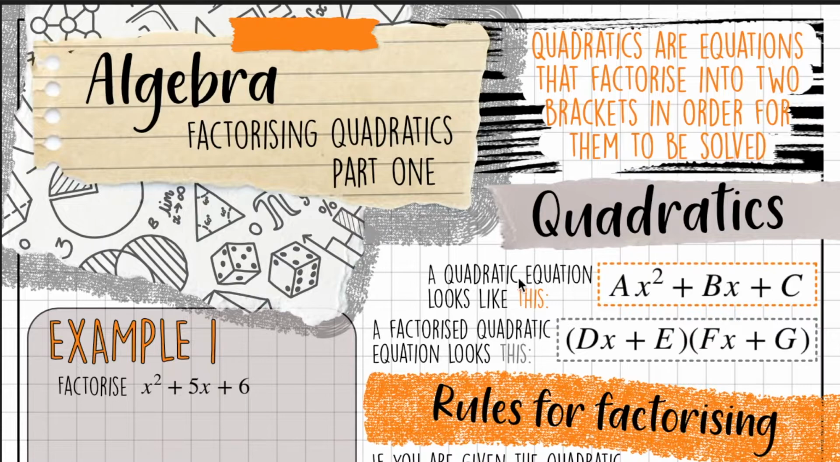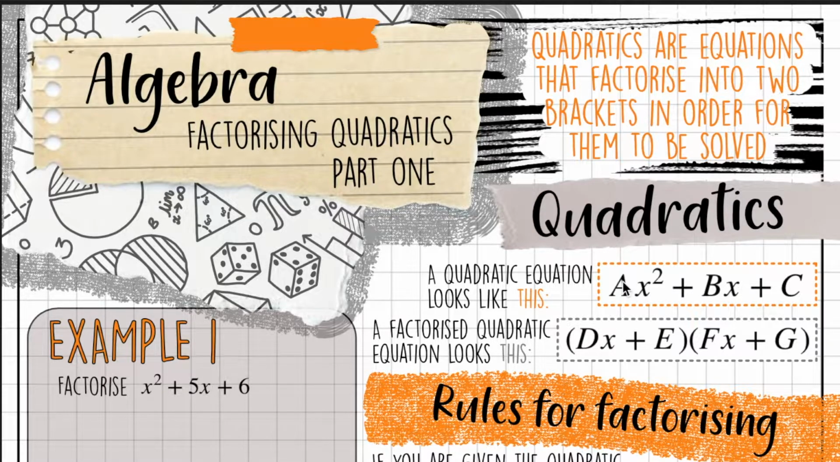Right, this is the worksheet for Algebra Section 7, Factorising Quadratics Part 1. So like I said in the introduction, quadratics look like this. Ax squared plus bx plus c, where a, b and c are usually numbers. When a quadratic is factorised, it will look like this, where d, e, f and g are again usually numbers. In this video, we're going to go over rules for factorising quadratics, where the a here is 1.